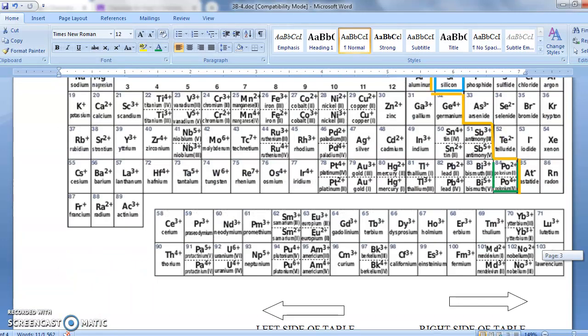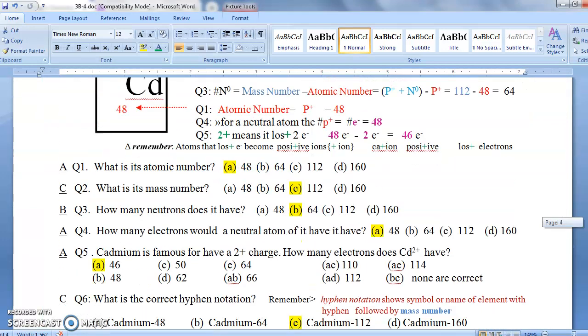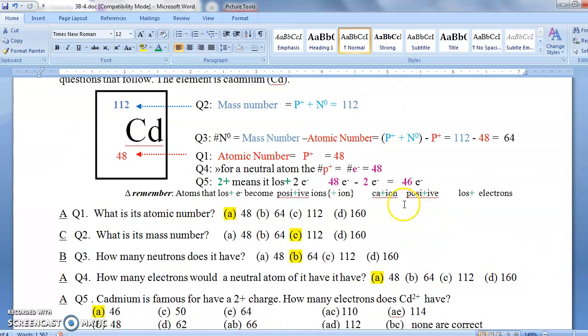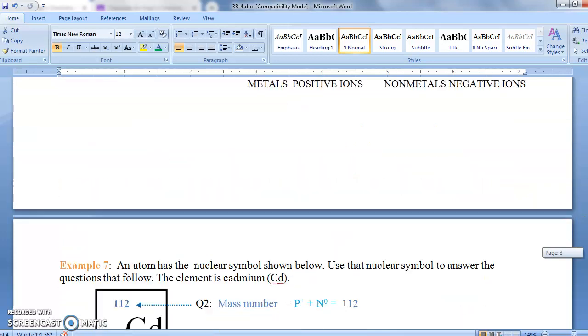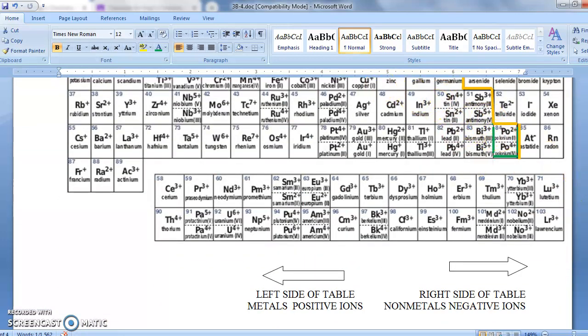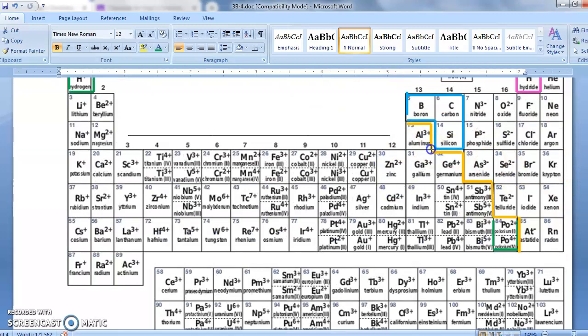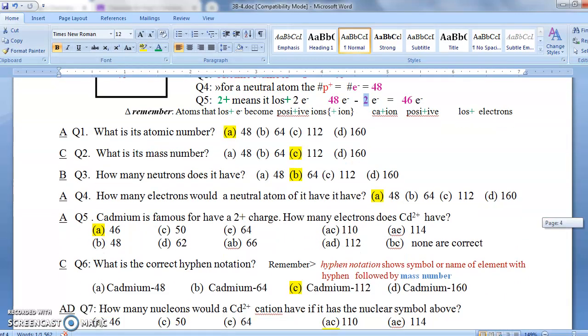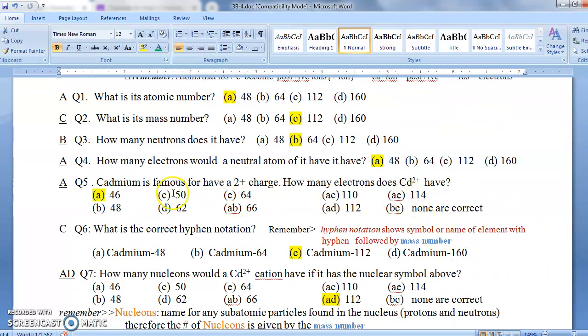Cadmium is famous for being 2+, as we see right here in this square. How many electrons does it have when it's 2+? Well, if it starts with 48 electrons and it's 2+, plus means it lost 2 electrons, so it now has 46. Cadmium is a metal. It's on the left side of that orange line. Metals tend to lose electrons. There's that orange line. The metals are to the left of that. So it makes sense then. 48 minus 2 is 46.